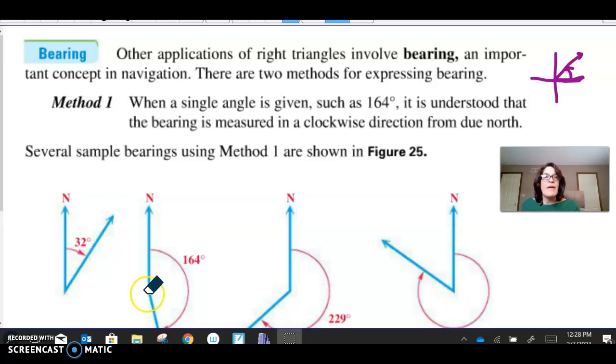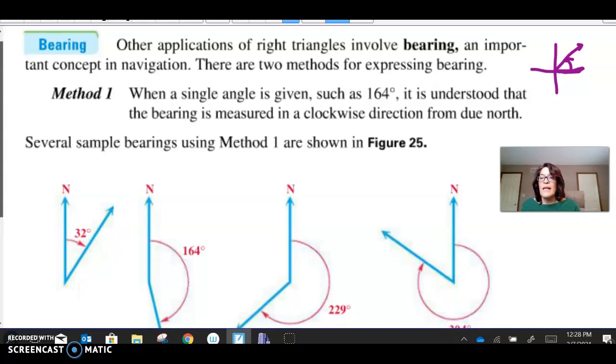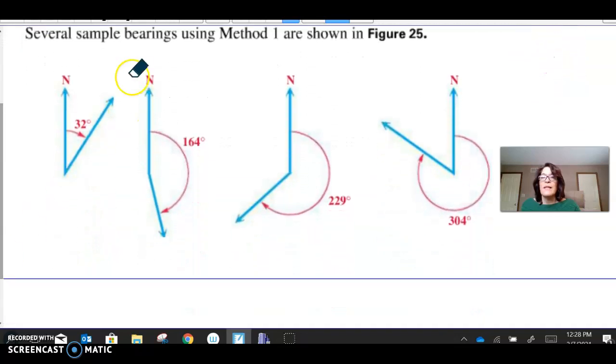All right, and when we say bearing, we have to understand that the bearing is measured in a clockwise direction from due north, not our usual way of measuring from the positive x-axis. So when we say a bearing of 32 degrees, that means from the north in a clockwise direction. I'm sailing on 32 degrees, or moving on an angle of 32 degrees from the north. A bearing of 164 degrees, this is how you'd have to draw it.